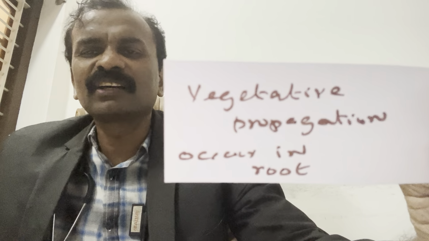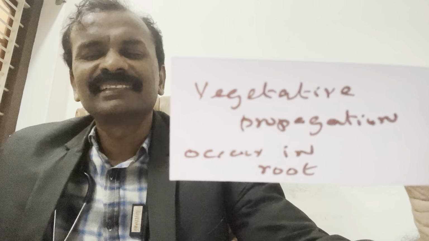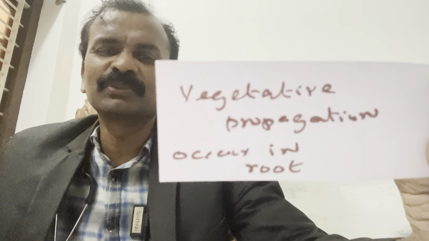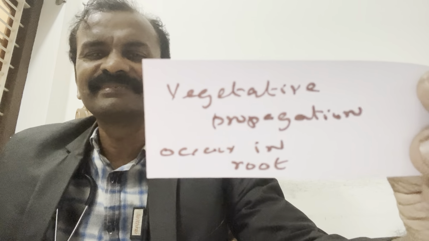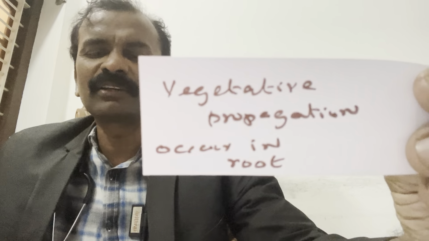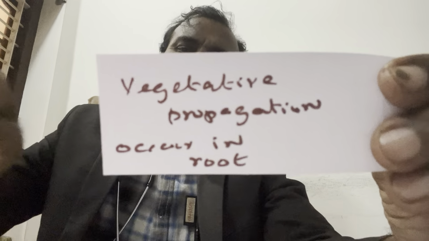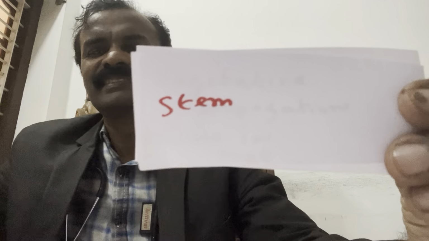Vegetative propagation occurs in root. These are all very tough MCQs. You cannot answer just like that. Vegetative propagation occurs in root. Next, it occurs in stem.